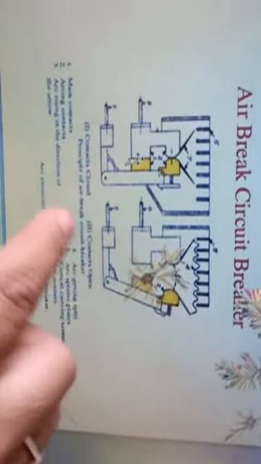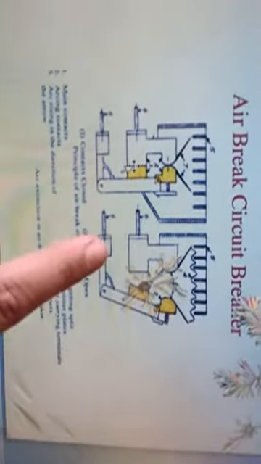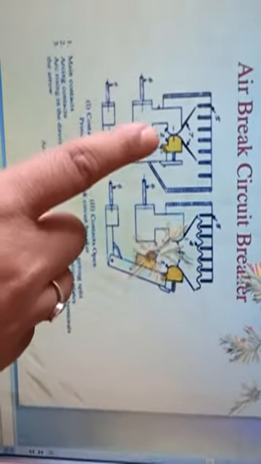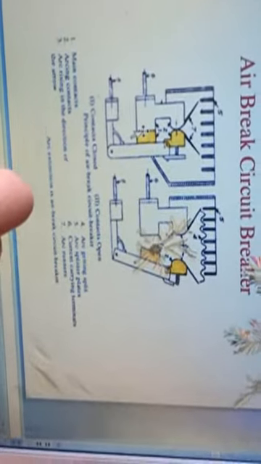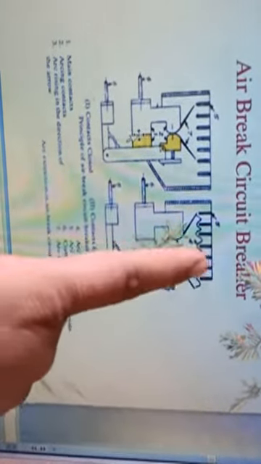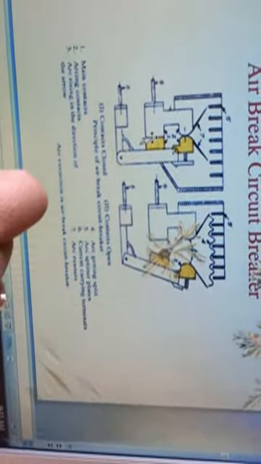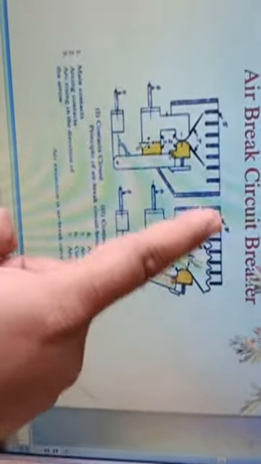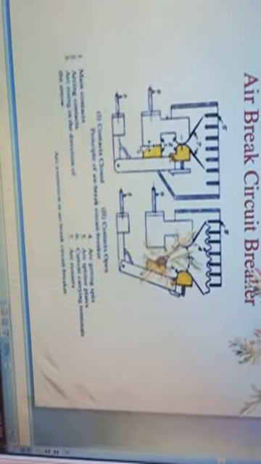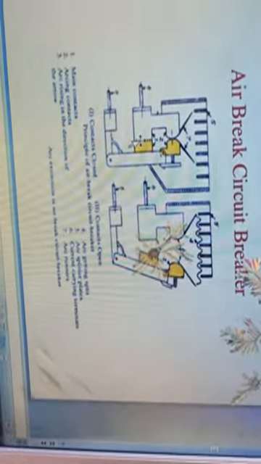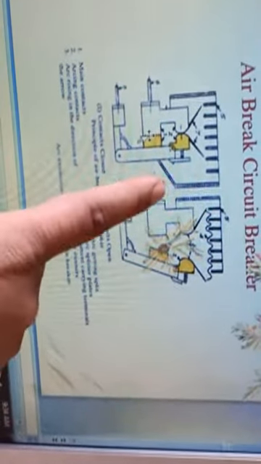Here the names of the parts of the air circuit breaker are given. These are the main contacts, then the arcing contacts, then the arc splitters above these. The current carrying terminal is number 6, so these are the current carrying terminals. So this is the constructional detail.